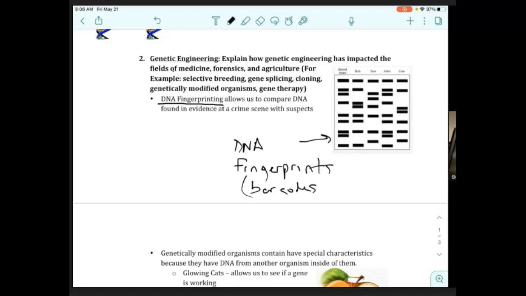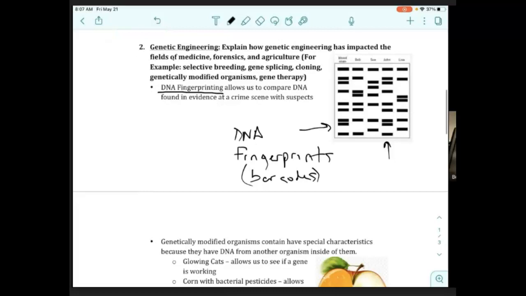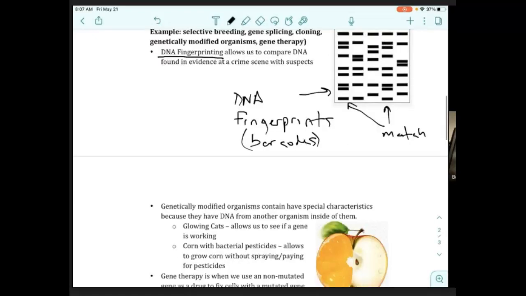Everybody's DNA makes a different pattern of bars. And so if you look at this gel electrophoresis, whose blood matches the blood stain? Who is it? John, you're right. And so John and the blood stain are a match. And so that means that that blood came from John, okay? Any questions? Okay, so that's something where we can use genetic engineering to help solve crimes.